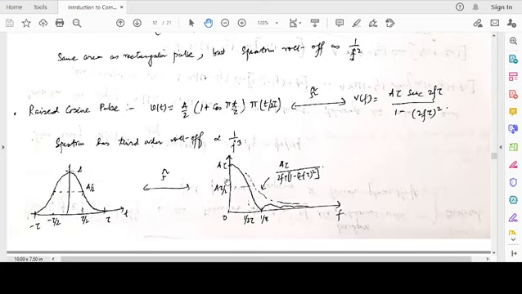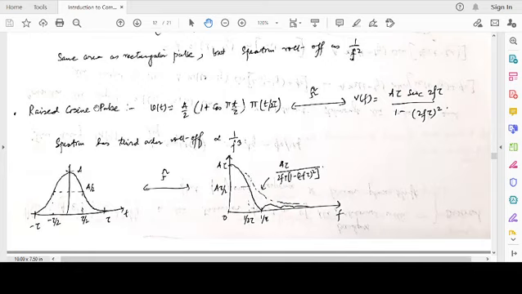It has a maximum of a tau at f equal to 0. At 1 over 2 tau, it reaches a tau by 2. There are nulls at 1 over tau, just like the sinc function. However, the magnitude you see decays as 1 over f cube. This is known as roll-off. Because it has a third order roll-off, its spectral behavior is much better than the first two, and henceforth this is one of the commonly used pulses in communication systems.